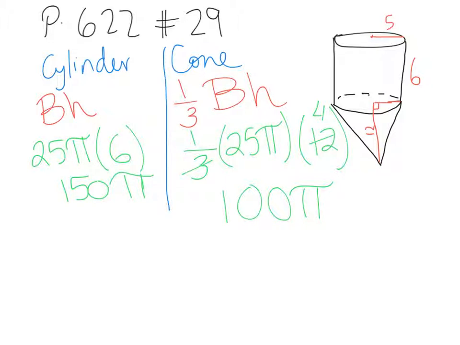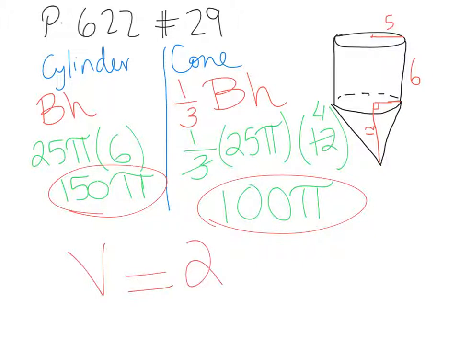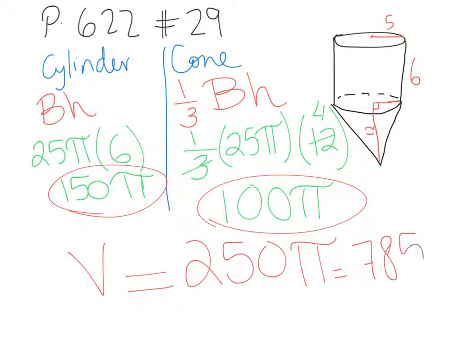So the total volume is just adding these two numbers together. So the total volume is 250. 100 plus 150 is 250 pi. If you decided to multiply pi in, you'll end up with 785 feet cubed. You may leave it with pi though if they tell you leave it in terms of pi. But you know, some people like to multiply 3.14. In that case, you'll end up with 785 feet cubed. Hope this helps. Thank you.